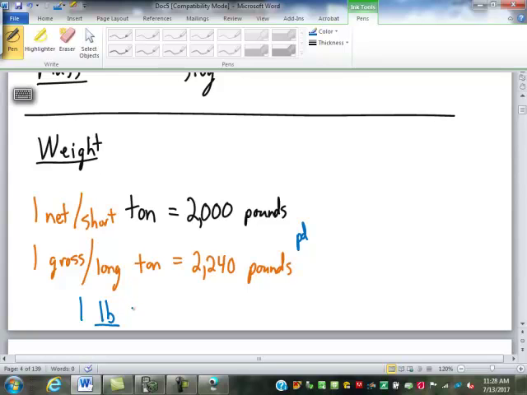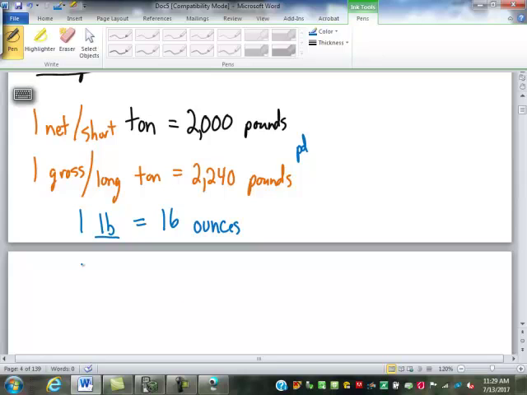So I got off on a little bit of a tangent there. Smaller than a pound, we have ounces. Anybody know how many ounces are in a pound? 16. Very good. The abbreviation for an ounce is OZ. That is also from the Latin word for ounce, which I cannot remember right now, and it really doesn't matter.